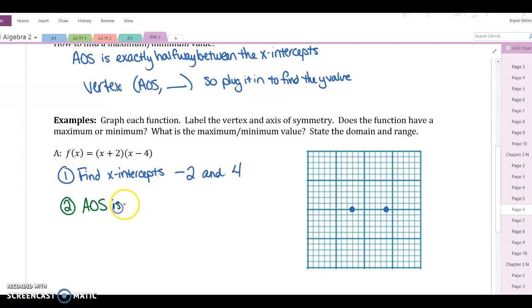Your axis of symmetry is halfway between negative 2 and 4. So the math book would like you to take negative 2 plus 4 and then divide by 2, but realistically, the visual people that we are, put a finger on each intercept and count in. Where do they meet? At 1. So your axis of symmetry is x equals 1.